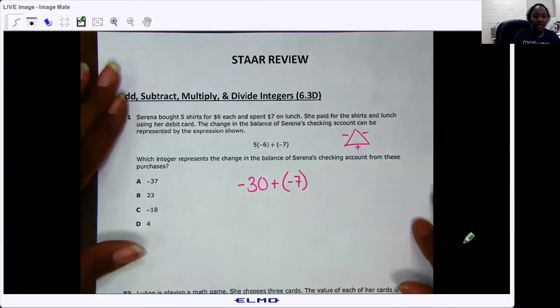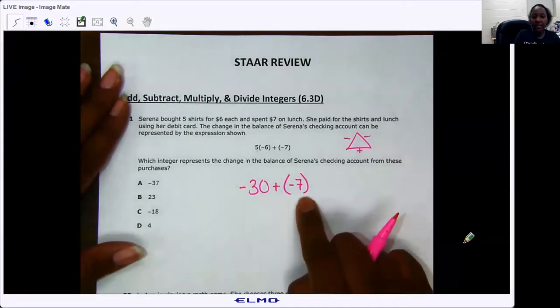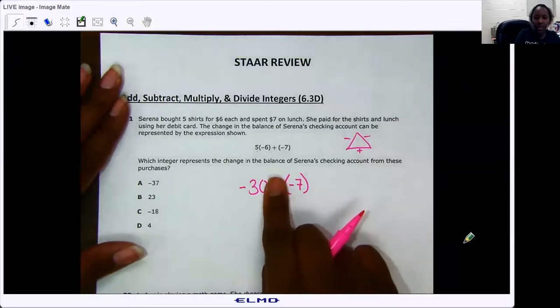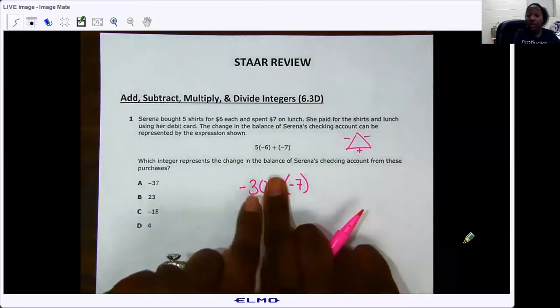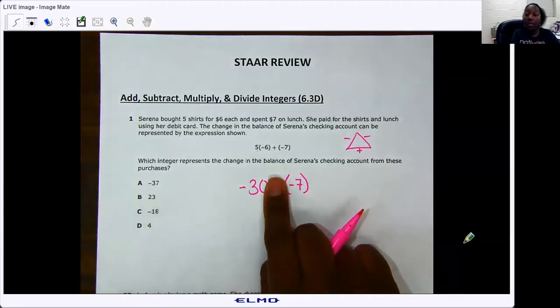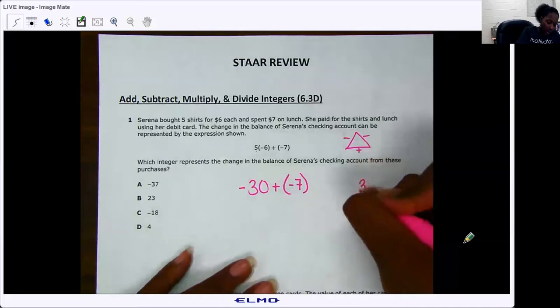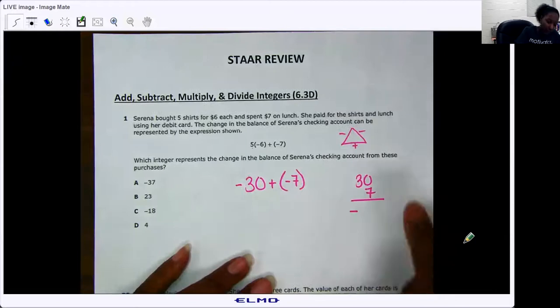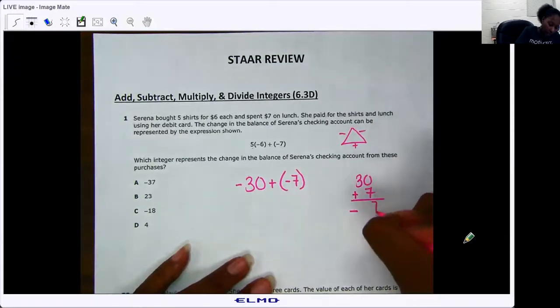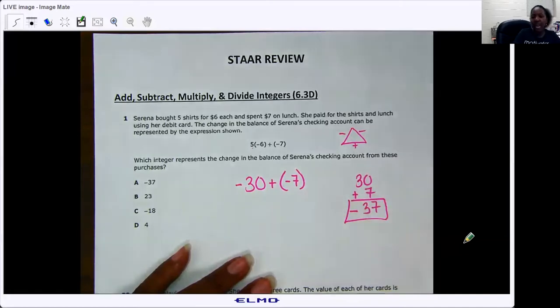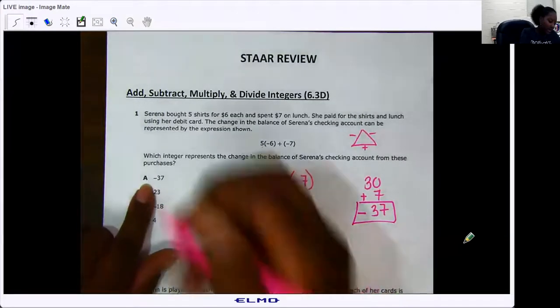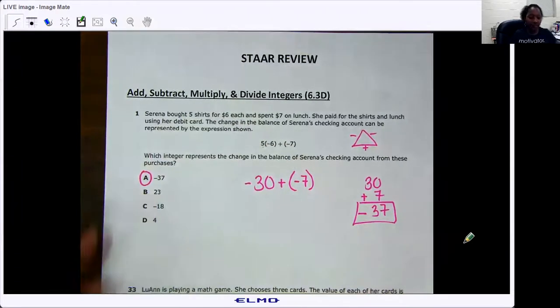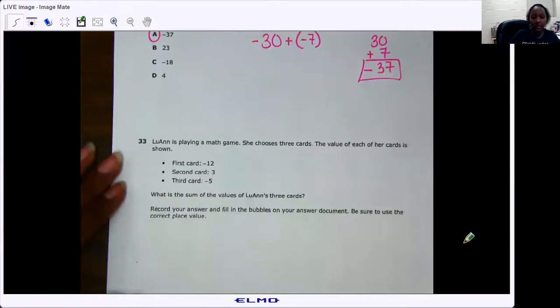Okay. Now I have -30 plus -7. If I cover up my operation in the middle, I can see that both of my integers have the same symbol. Both of them are negative. When they have the same sign, you add them together and keep the sign. So I'm going to line this up. I'm going to keep the sign, which is going to be negative. So I put my negative down here, but we're going to add them up. So we have 30 and 7, so our answer is going to be -37, which I do see over here as letter A. Okay. All right, let's look at the next one.